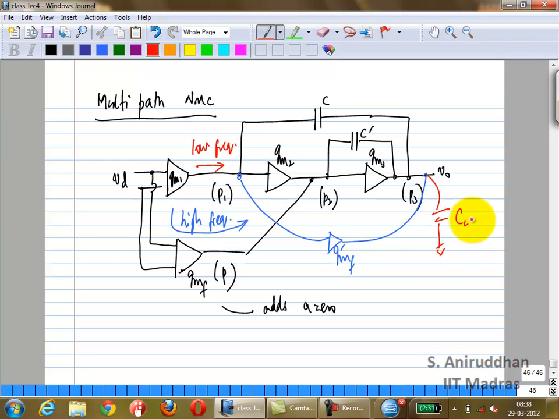You probably have some load capacitance there. Now GMF has to drive that load capacitance. So it's quite possible that you might need to burn extra power in GMF prime than in GMF. You might need to worry about slew rate, other concerns.